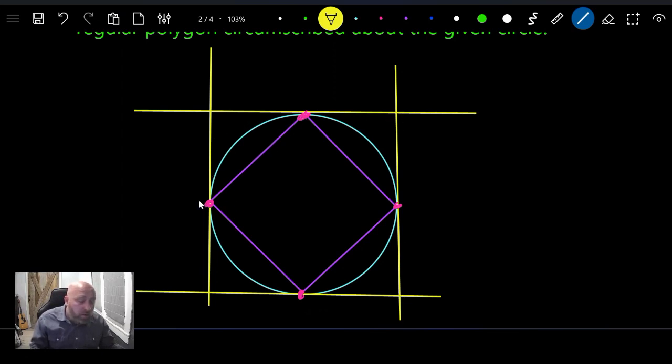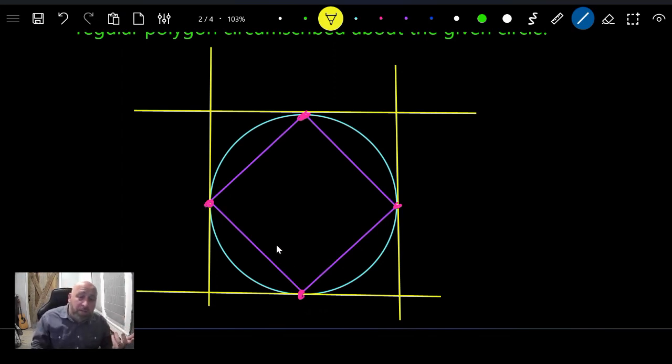So we have a square inside the circle. It's kind of more like a diamond, right? So we have a square or a diamond inside the circle, and then outside the circle we also have a square. And we could do this with as many points as we wanted to, as long as they're equidistant. Okay, so we put 4 points on and we got a square.